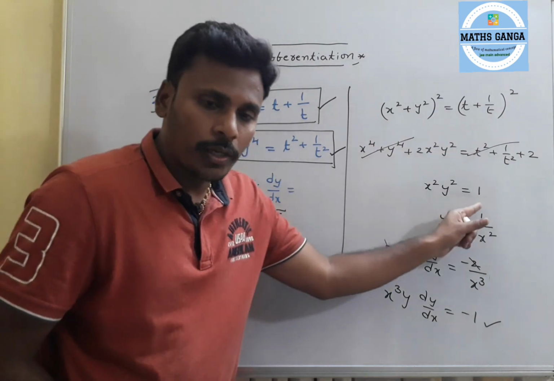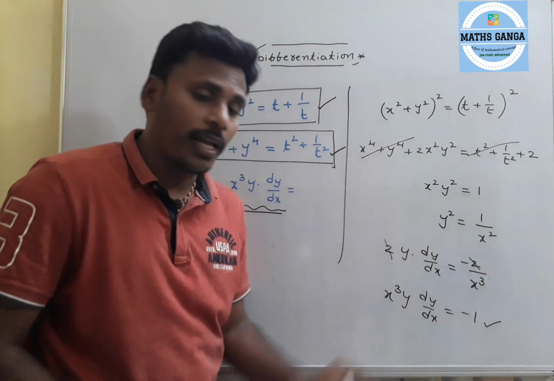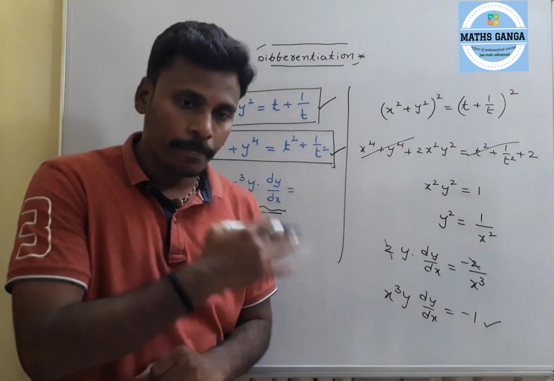x square y square is 1, y square is 1 by x square. Differentiate on both sides. We are left with minus 1 as our answer. That's the problem. Okay. Have a look.